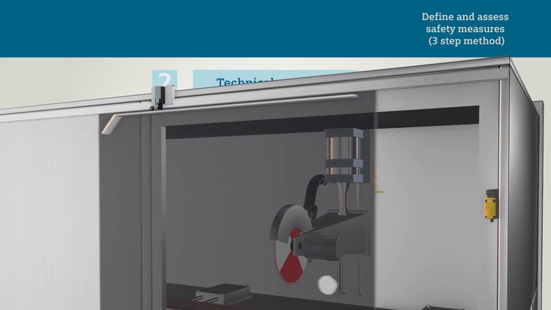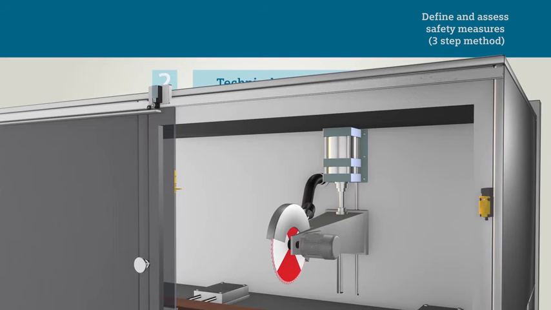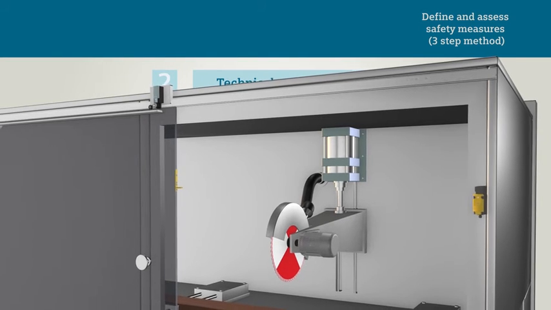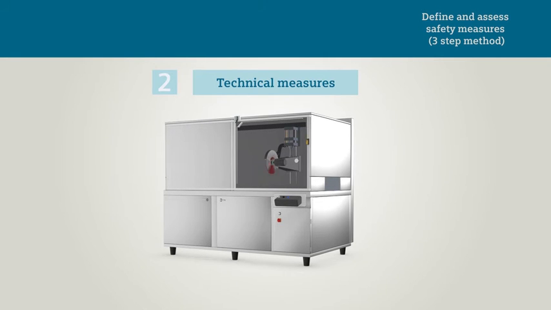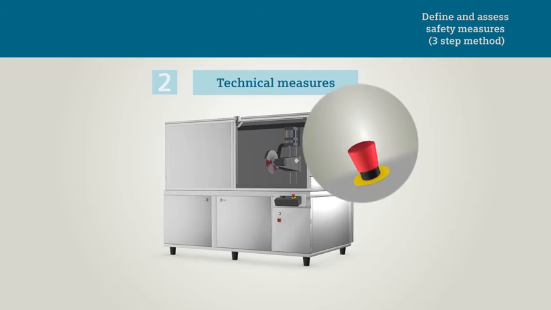When the door is open, the drive must be secured against restarting. The position switches are to be mounted in a tamper-proof manner. An emergency stop actuator supplements the operator panel. The machine can be brought to a standstill by pressing the button on the emergency stop control device, regardless of the position of the protective doors.